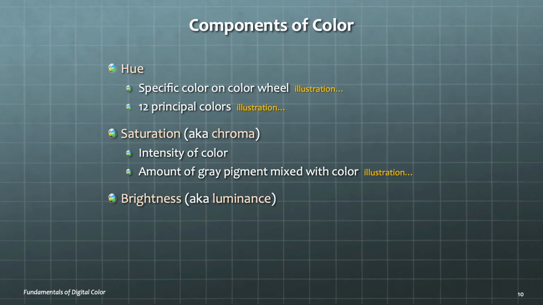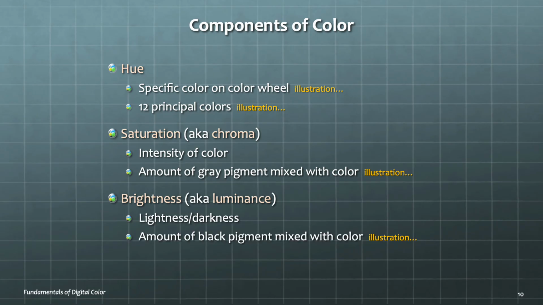Brightness, also known as luminance, is the third and final basic component of color. Brightness is, just as it says, the brightness or darkness of a color. You can visualize brightness as the amount of black pigment mixed with the color. You can keep adding black pigment until it completely darkens the color and there is no discernible trace of the original color.